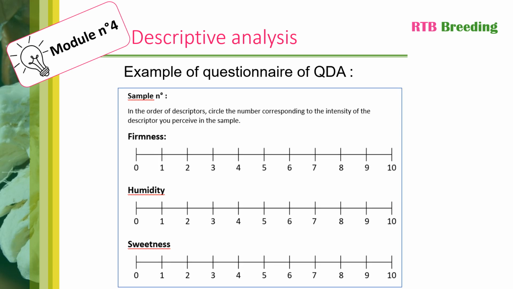You can see an example of questionnaire layout for QDA analysis. For each sample, you are asked to circle the number corresponding to the intensity of the descriptor you perceive in the sample. For example, for firmness, the respondent is asked to circle an intensity between 0 and 10, where 0 corresponds to not firm and 10 to very firm.